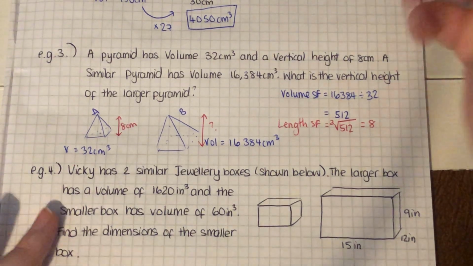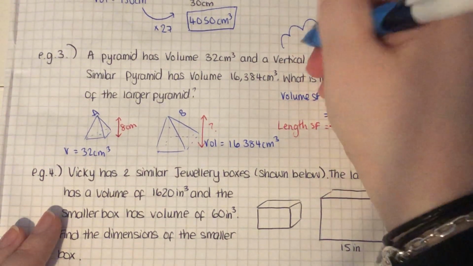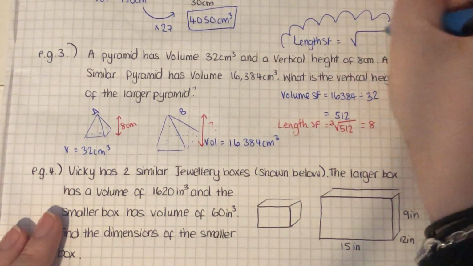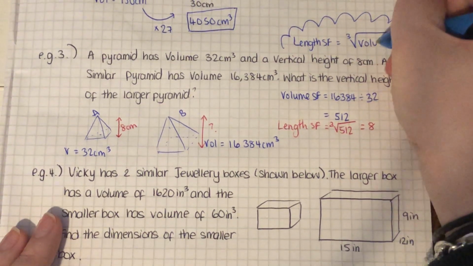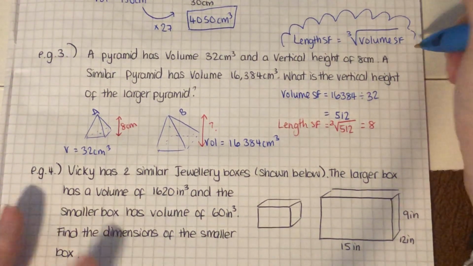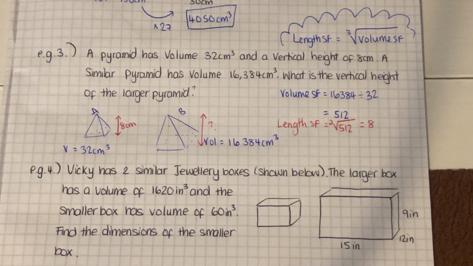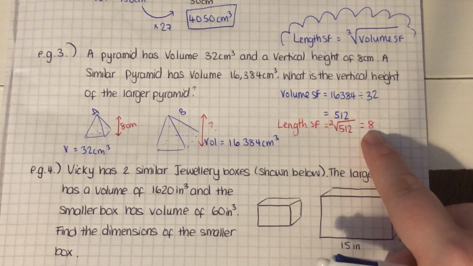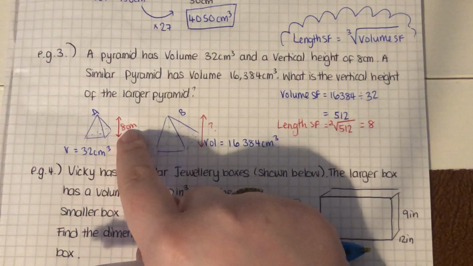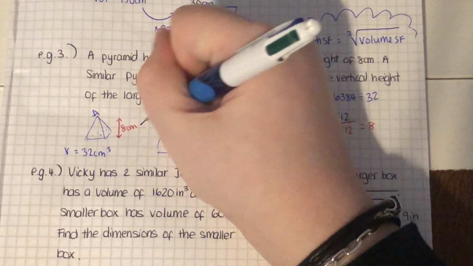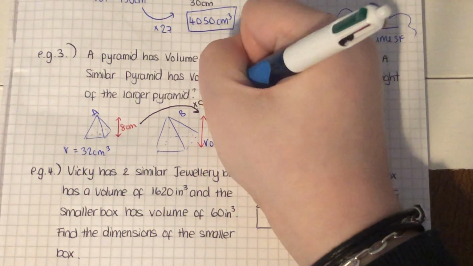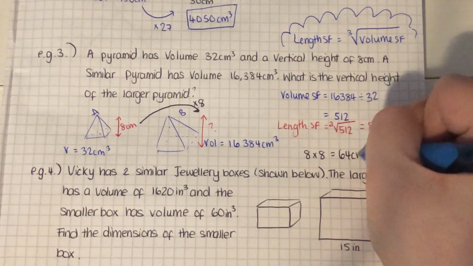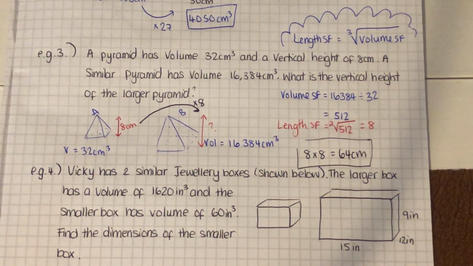So the length scale factor is the same as the cube root of the volume scale factor. You don't need to remember that off by heart if you just remember the original one, and then just know how to get back and forth from both. So we know that the length scale factor is 8, and the vertical height of the smaller one is 8 as well. So we just multiply the vertical height by the scale factor of 8. So 8 times 8 gives us 64 centimetres. So that is our final answer there.